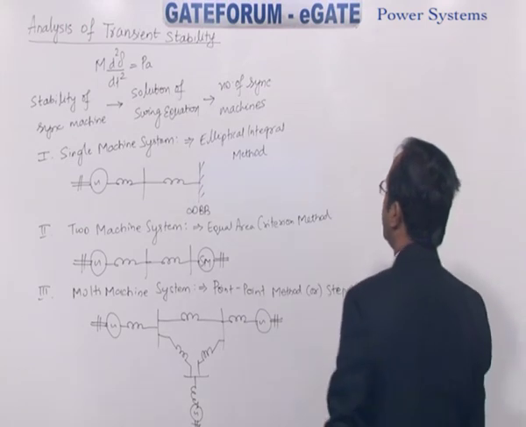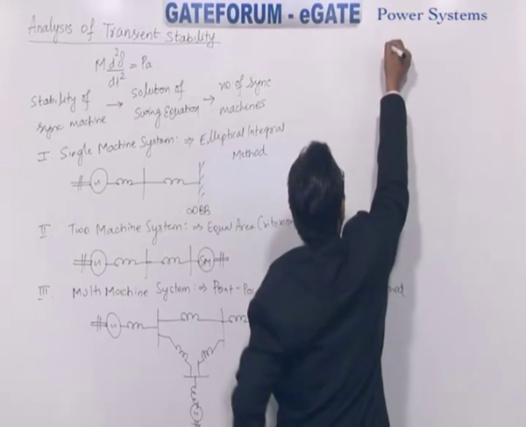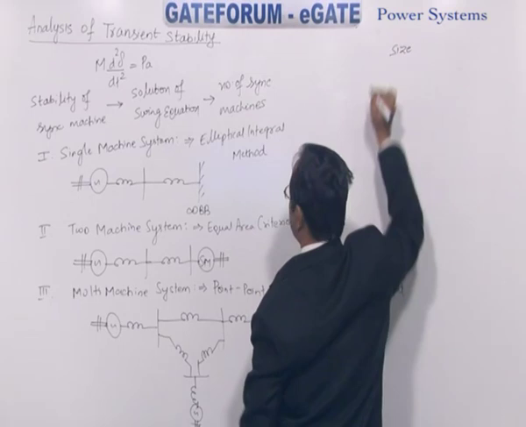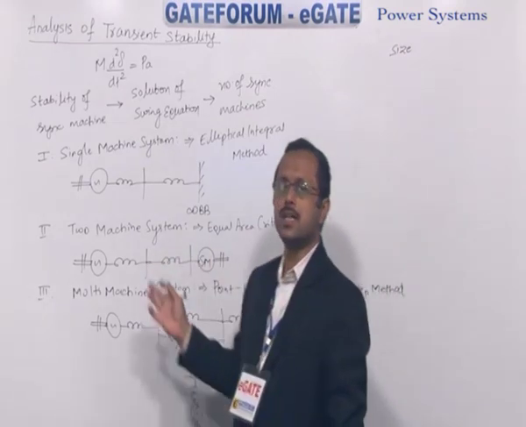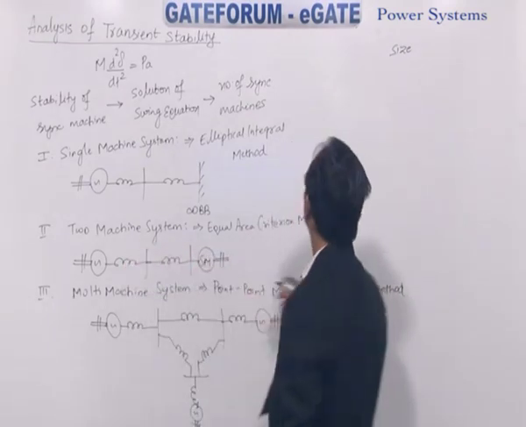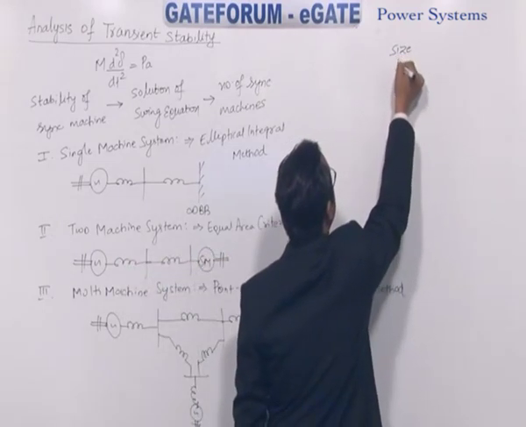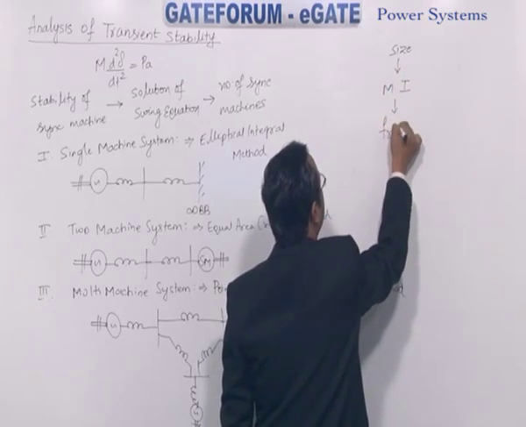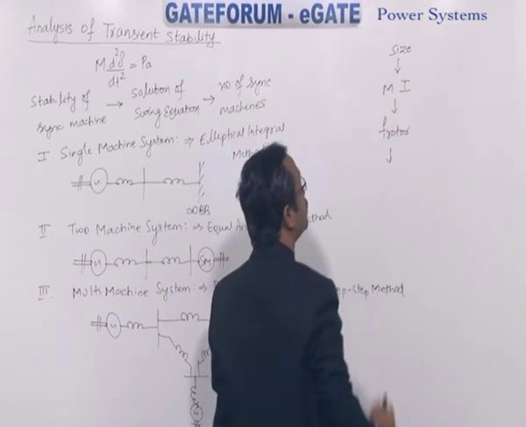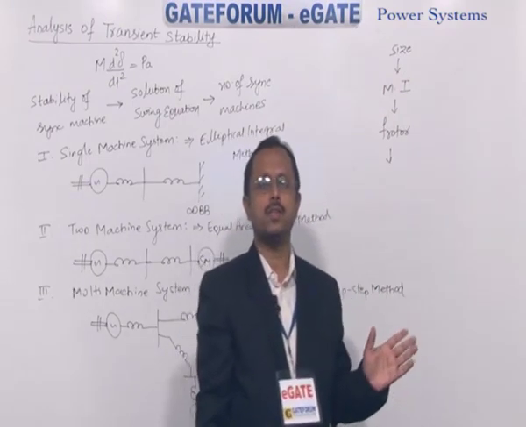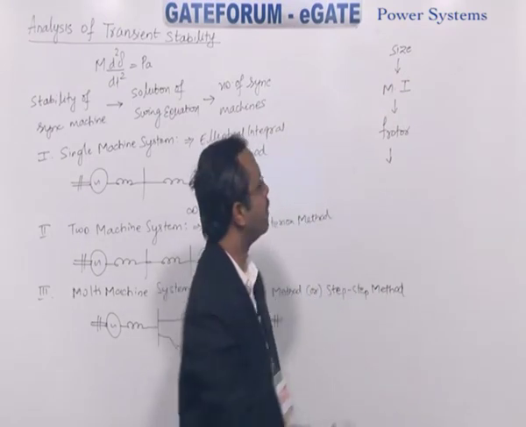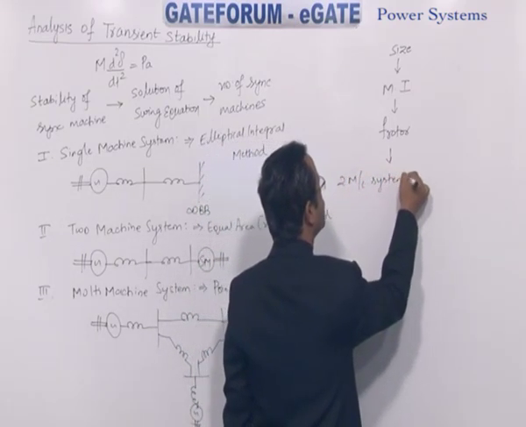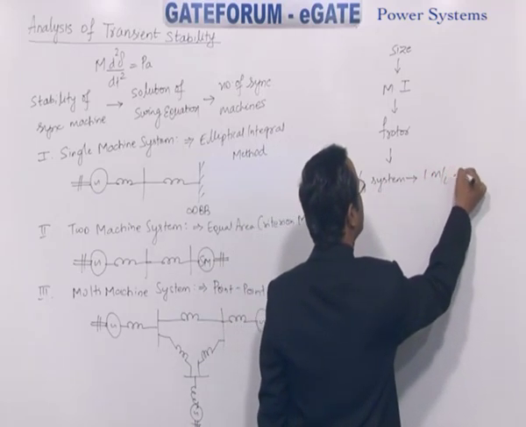Now, when you consider a two machine system, a synchronous generator and a synchronous motor, both machines have equal size. When the size is same, moment of inertia is same. Therefore, the frequency of rotor oscillations is same. So, you can consider a two machine system as one machine system.